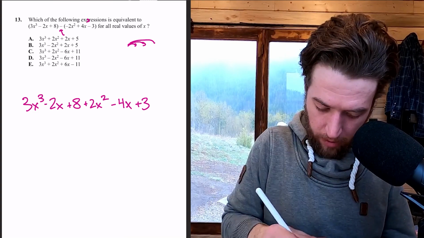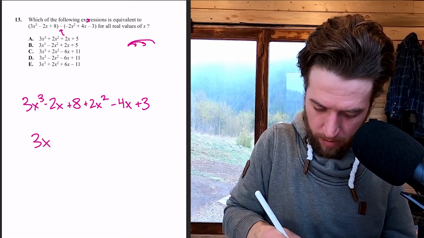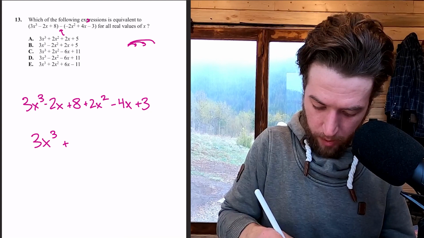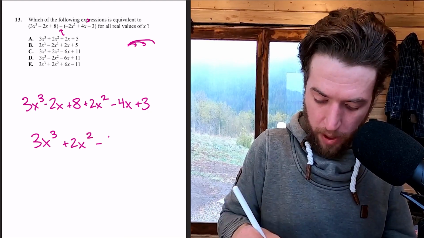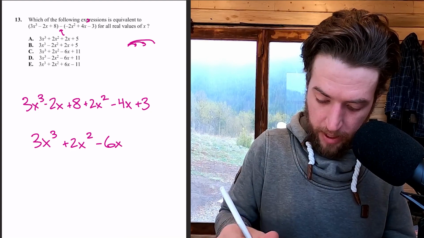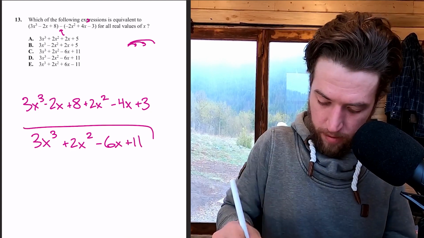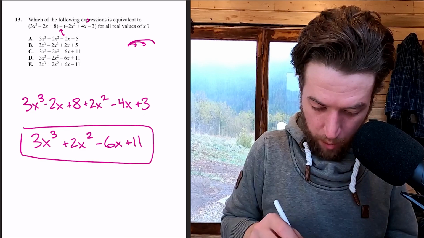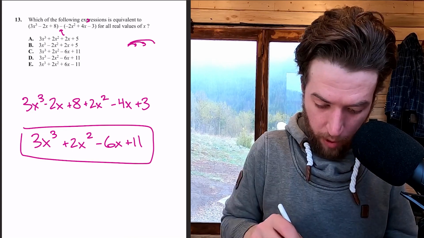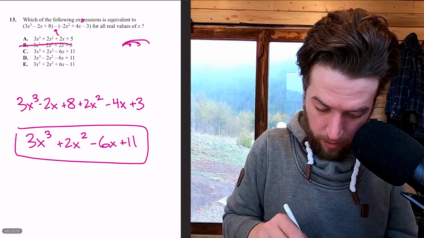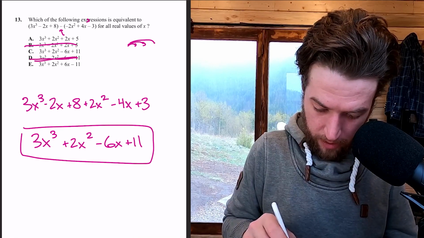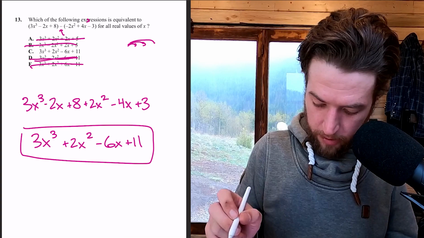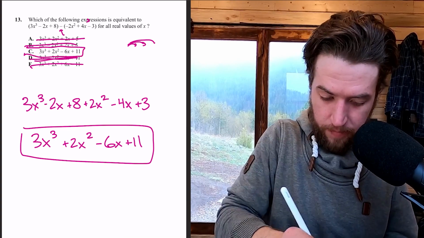So 3x to the third. We have a 2x squared. And then we have negative 2x and minus 4x, so minus 6x. And then 8 and 3 makes 11. There's our answer. Let's see if we can find it. So positive 3x to the third, positive 2x squared. So neither of those. Minus 6x. Looks like it's answer C, plus 11. There it is. On to the next.